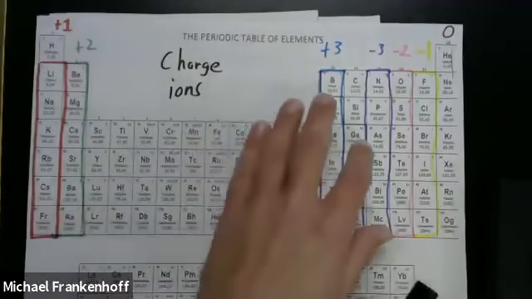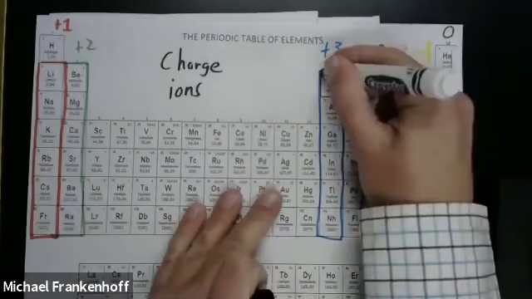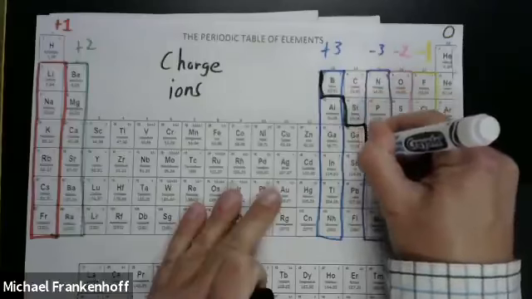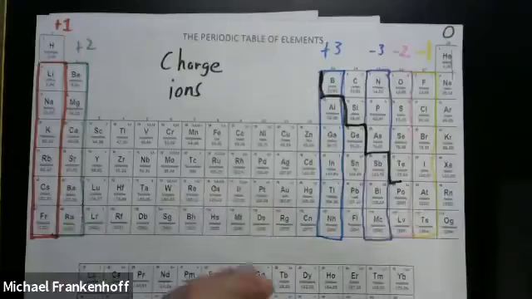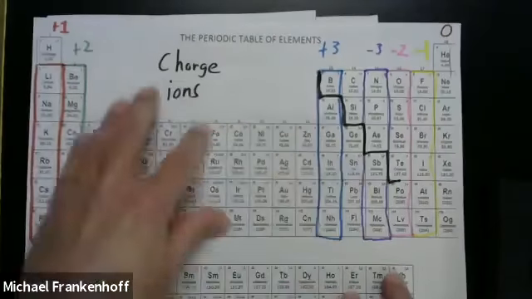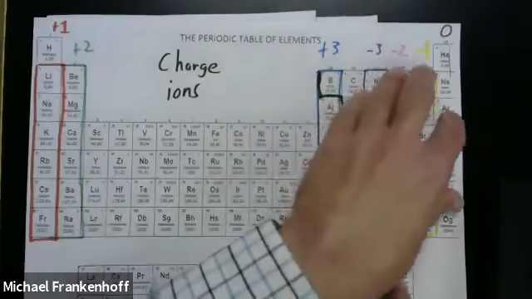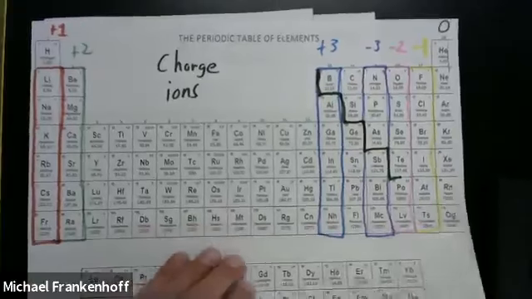So remember, everybody over here are the metals. In fact, on your table, let me darken it right here, you'll see a little staircase. So what's the staircase about? Well, the staircase is separating the metals from the nonmetals. So whenever you have a metal from this side of the table joined together with a nonmetal from this side of the table, you have an ionic compound.